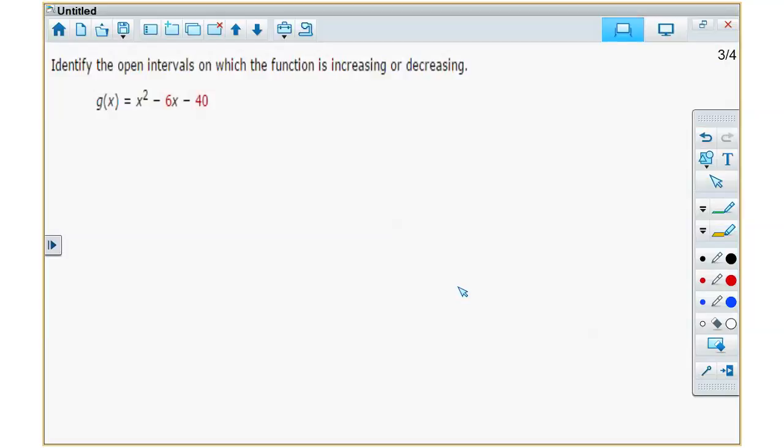I'll help you out with the y-intercept. The y-intercept is negative 40. I help y'all out so much.